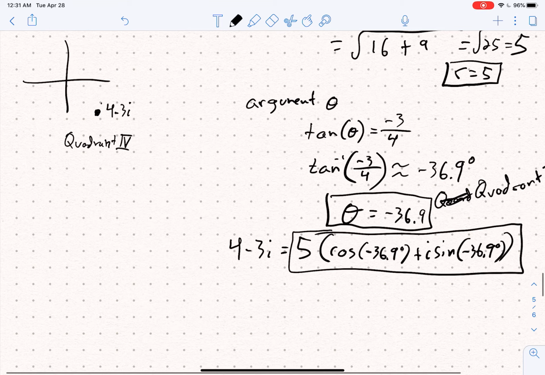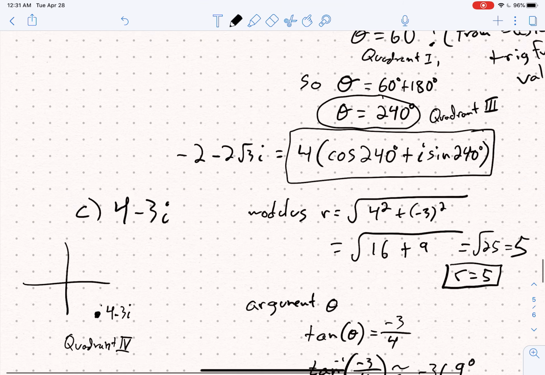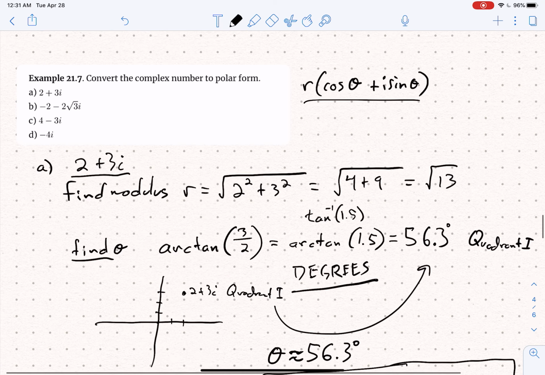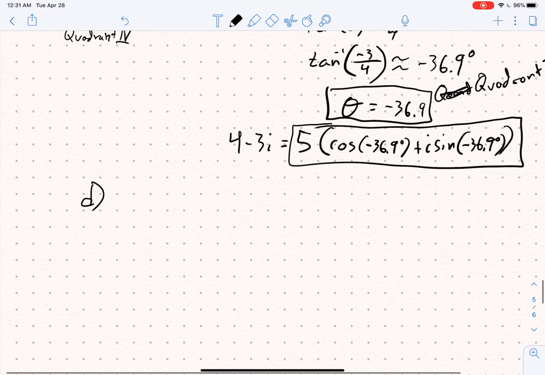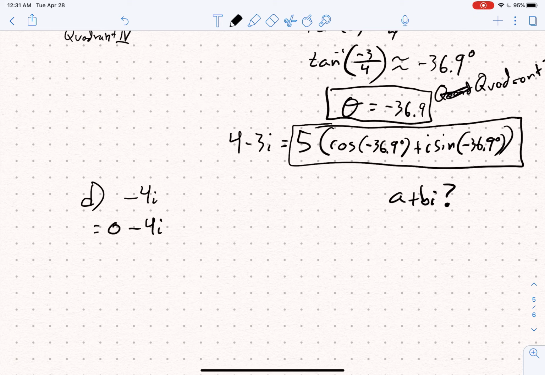Let's move on. Here is our part D. Now, D is just -4i, and this is one of those ones where they're trying to confuse you with the simplicity of it, because -4i, it's not totally clear. Is this of the form a plus bi? And the answer is yes. It's just good to notice. It might even help to write it as the a is 0. So this is 0 minus 4i. That's the same thing as -4i. And this allows you to clearly see that our a is 0 and b is -4.